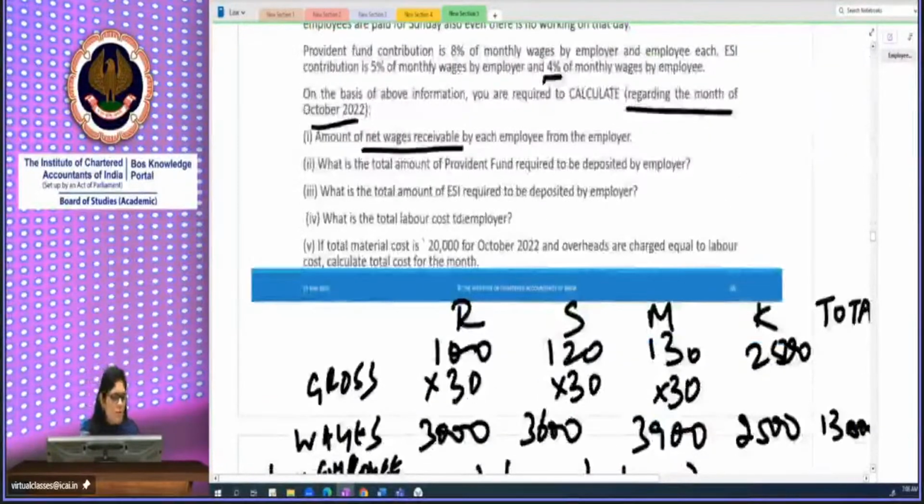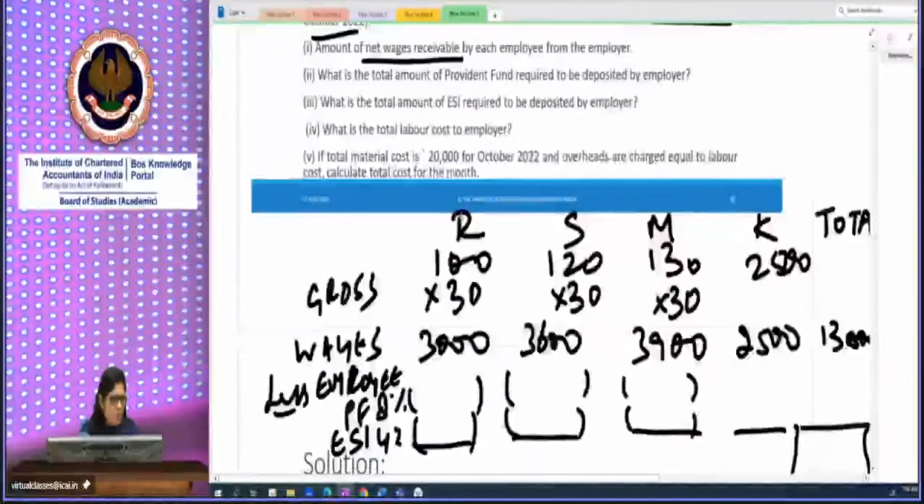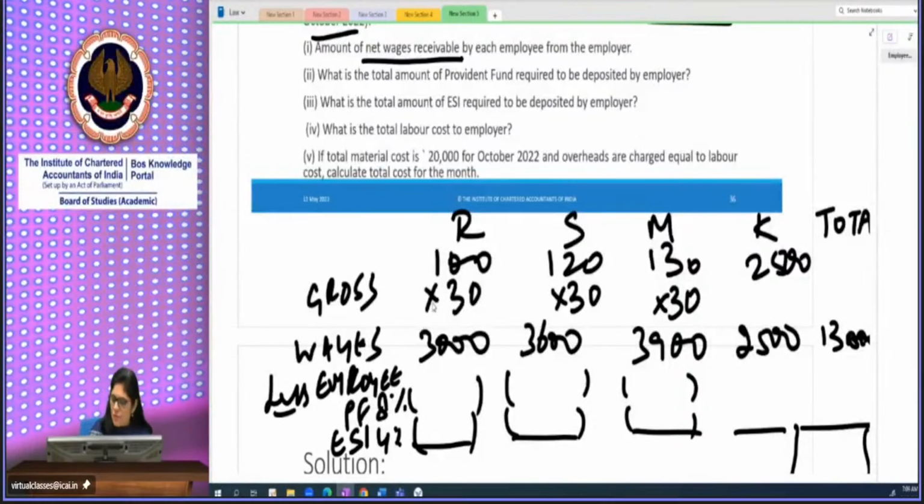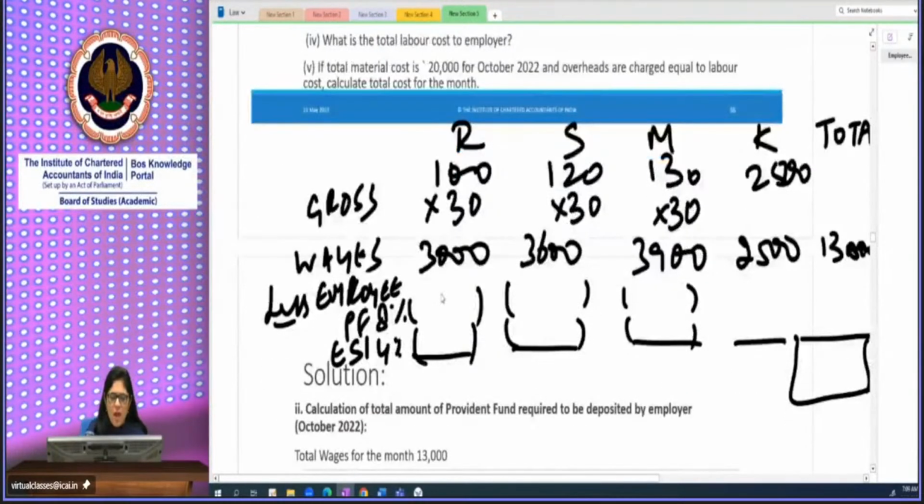So net wages. Okay. PF is 8%, you have to make a deduction out of 3,000, and ESI 4% also. So I think it's 2,640 for Ram. 2,640 for Ram. Yes. Okay, Muninda has given the answer.